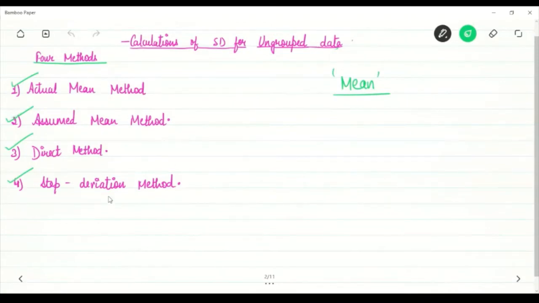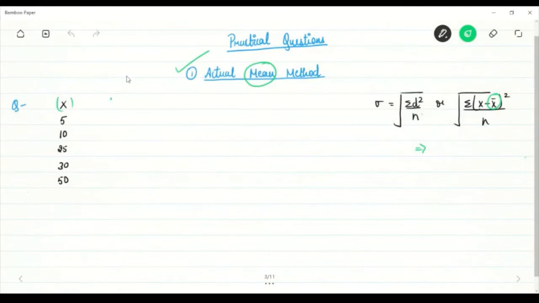And you can see that we are using only the mean here to calculate standard deviation. No mode or median is used in standard deviation. Now let us understand individually how to calculate standard deviation under these methods. So first is the actual mean method. The formula required to calculate standard deviation from this method is standard deviation equals the square root of sigma d square upon n. And how to calculate d? For the calculation of d we require the mean.